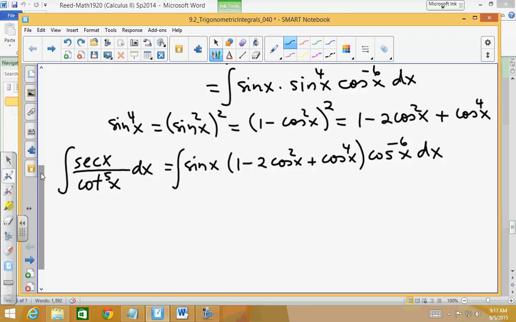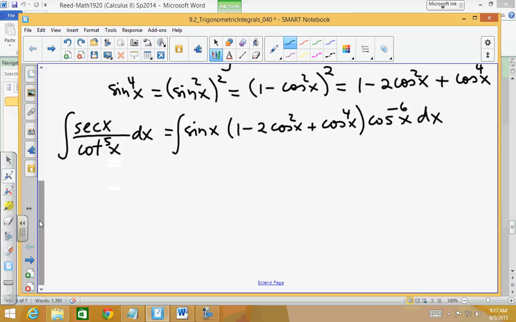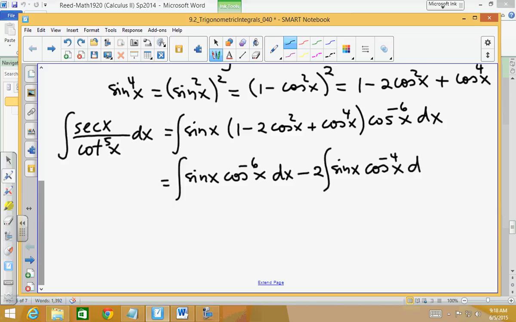We do the change of variable u equals cosine x. Simplifying, we can write it as a sum, a linear combination of integrals. So the integral of sine x cosine to the negative 6x dx minus 2 times the integral of sine x, now cosine squared times cosine to the negative 6 is cosine to the negative 4x dx, plus the integral of sine x cosine to the negative 2x dx.